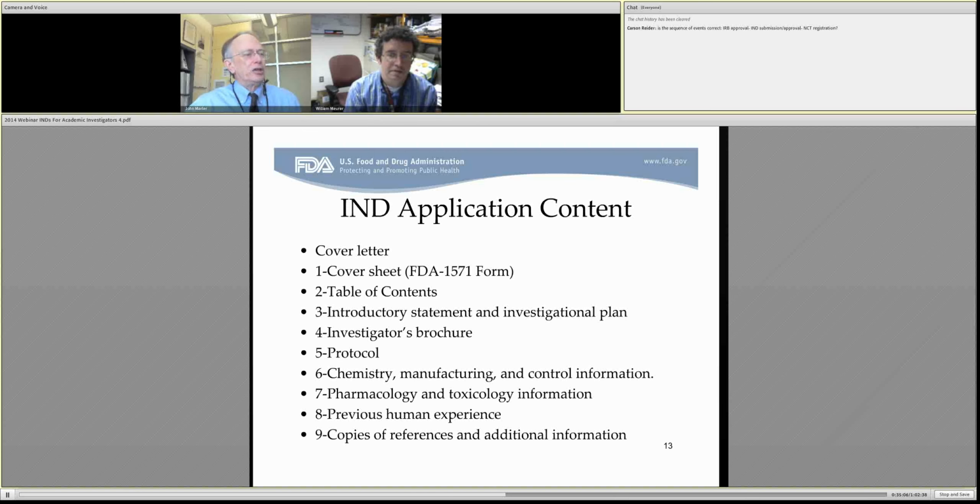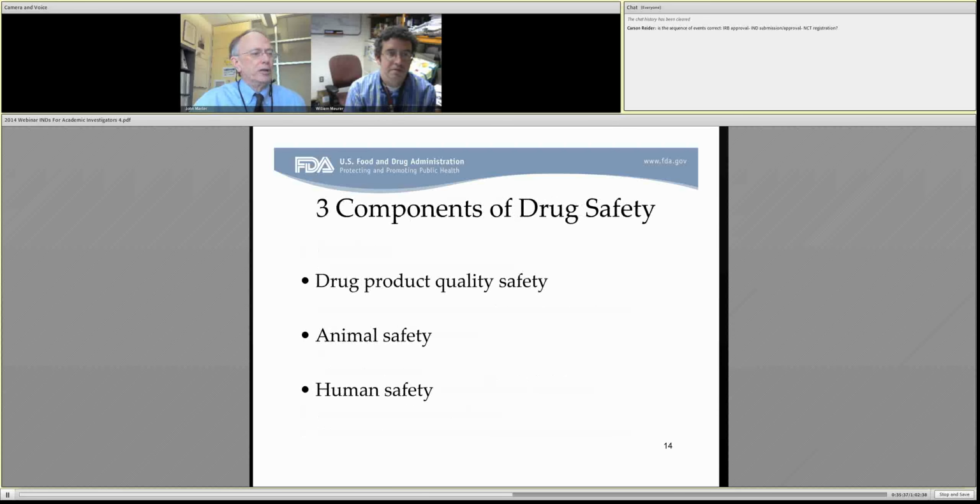And then another thing is copies of references and additional information. We have good electronic resources here, but a lot of the references you cite don't pull up readily, and we have very limited time to look at this, so we often end up requesting copies of the full references. It will save you time and us time if those are included. Particularly the older references are harder for us to get.